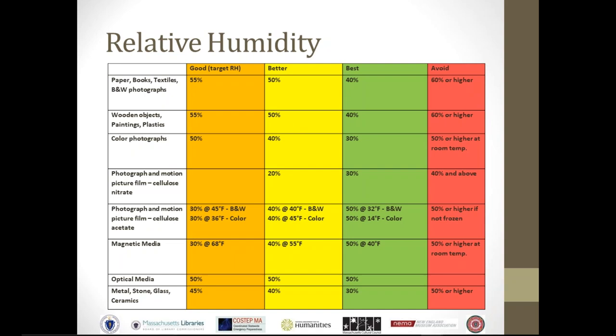So looking at our chart and thinking about the relative humidity, what are some of the ways that, if we're in that red column or even sometimes in the good column, what are some of the dangers that incorrect relative humidity can result in? Well, you can get warping book covers, you can get cockling of paper, you can get the curling of photographs or cracking emulsion.